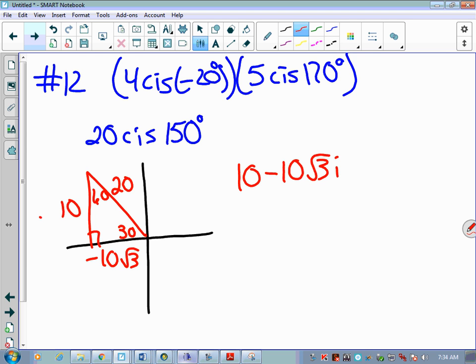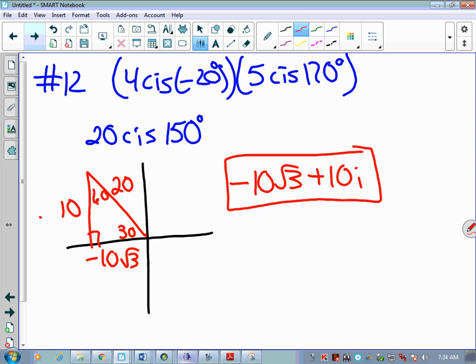Let's check our answer. Oh, let's see. Oh, I understand my mistake, because our x-coordinate has to go first. Negative 10 radical 3 plus 10i. Okay, make sure you're careful with that. Negative 10 radical 3 plus 10i is our answer. X, then Y.